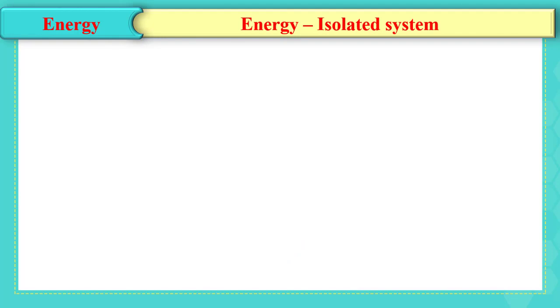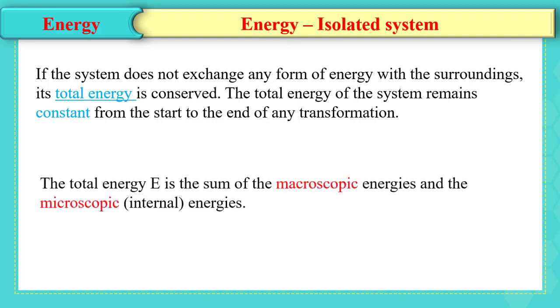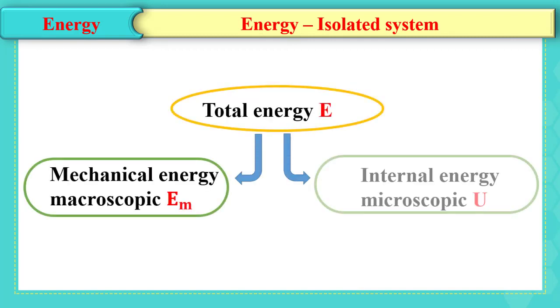Energetically isolated system. If the system doesn't exchange any form of energy with the surroundings, its total energy is conserved. The total energy of the system remains constant from the start to the end of any transformation. The total energy then is the sum of macroscopic energies and microscopic internal energies.